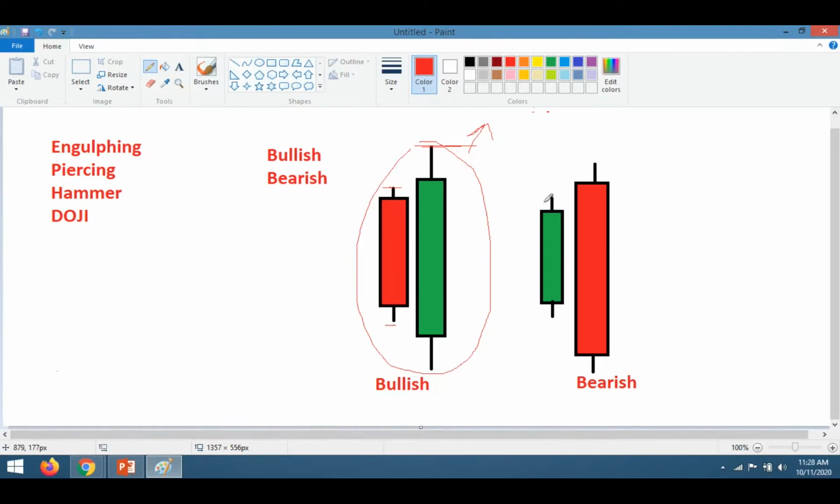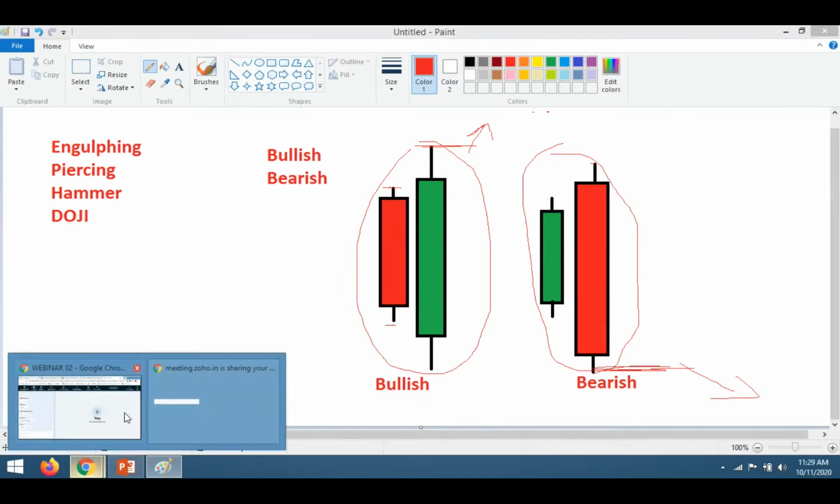Same in bearish: the green candle is 100% covered by this red candle. This is called bearish engulfing. Once you see this pattern, if price goes below this, the market may go down. Understand, Sushant? Yes. So this is called engulfing. Do the other guys understand the engulfing definition?